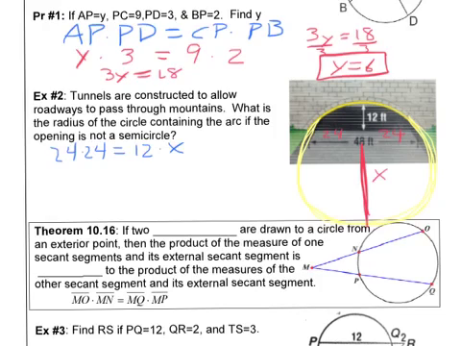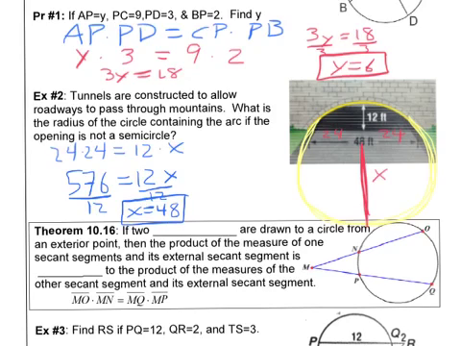So 24 times 24, you plug that in your calculator, you're going to get 576, equals 12x, and then you're just going to divide both sides by 12. And you're going to get that x equals 48. Now you're not done, okay? We know what x is, but that's not what they're asking for.